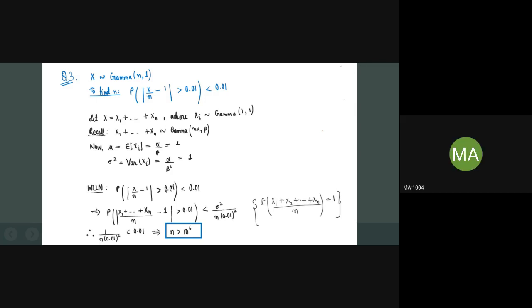Now, in the question, it is given that x follows gamma n comma 1. So what we have done is, we have written x to be x1 plus x2 up to xn. And you know x is gamma n comma 1. So if I'm writing x to be x1 plus x2 plus xn, it means all of these xi's should follow gamma 1 comma 1, right?